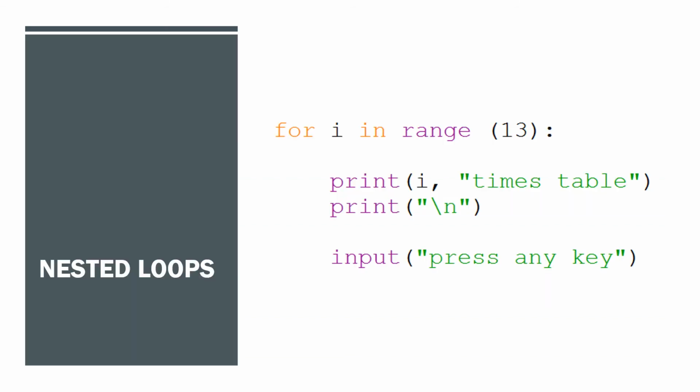There are some other skills about loops for you to learn about. The first thing I want to look at is a nested loop. That's a loop inside a loop. This example isn't a nested loop, it's just a simple loop. For I, the counter variable, in the range 0 up to 12, it will print out the 0 times table, the 1 times table, and so on.